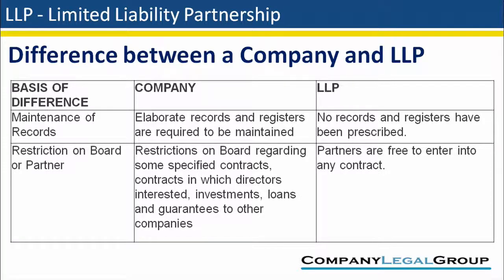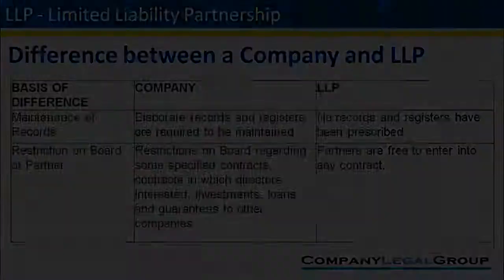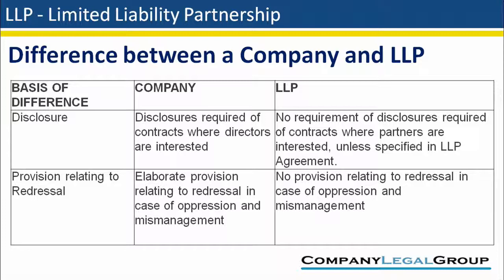Restriction on board or partners. Company: restrictions on the board regarding some specified contracts in which directors are interested, investments, loans, and guarantees to other companies. LLP: partners are free to enter into any contract. Disclosure. Company: disclosures required of contracts where directors are interested. LLP: no requirement of disclosure of contracts where partners are interested unless specified in the LLP agreement.